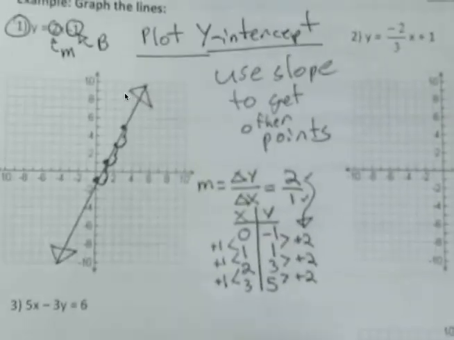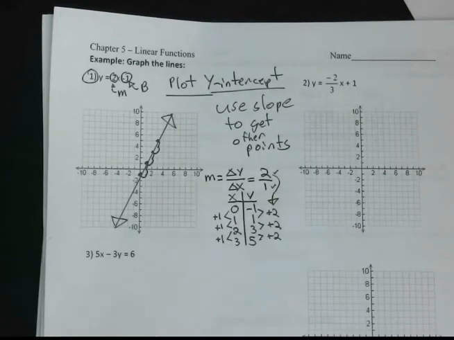So if you follow these steps, plot the y-intercept, use slope to get other points, you'll be pretty successful with graphing.